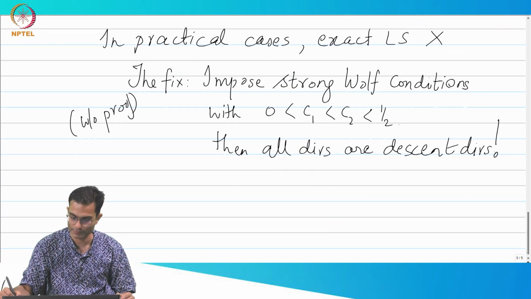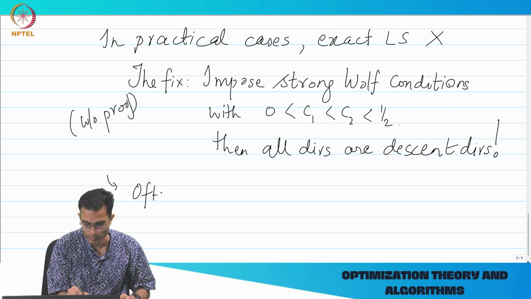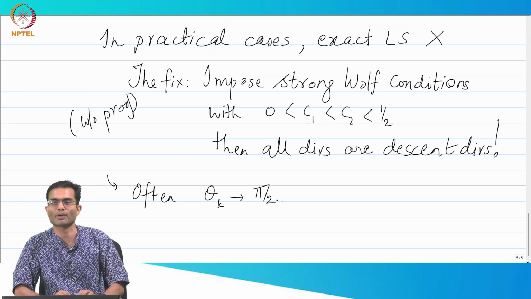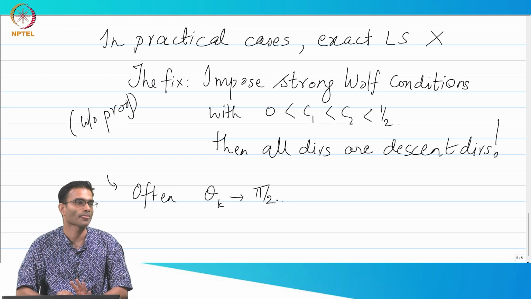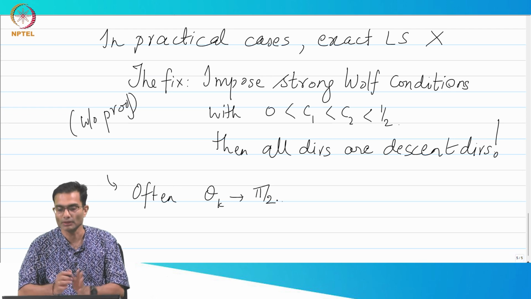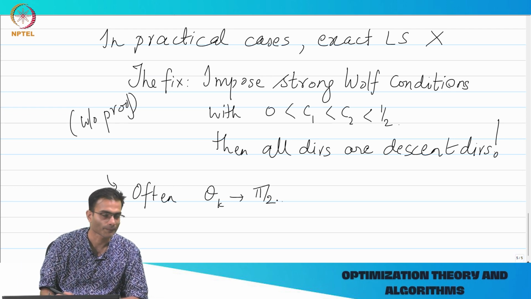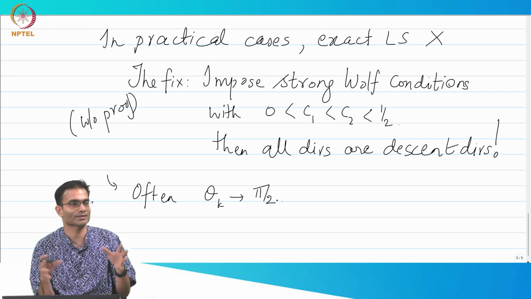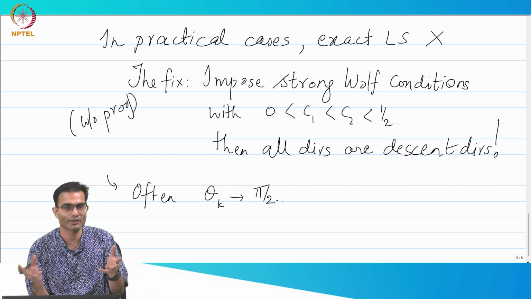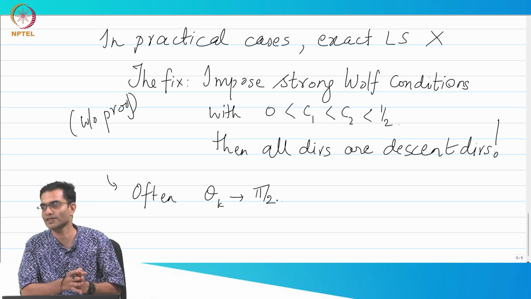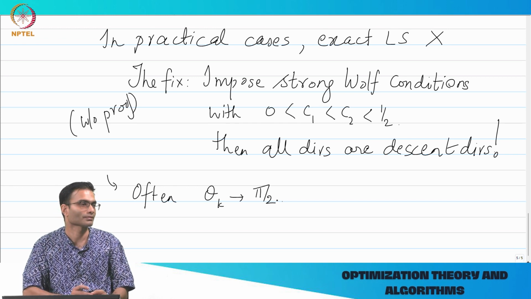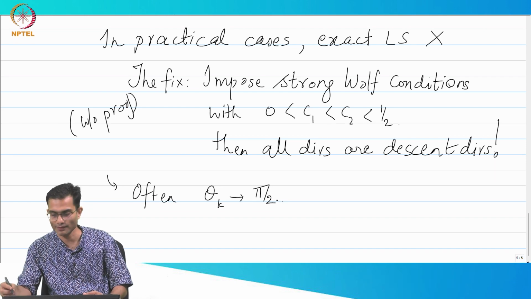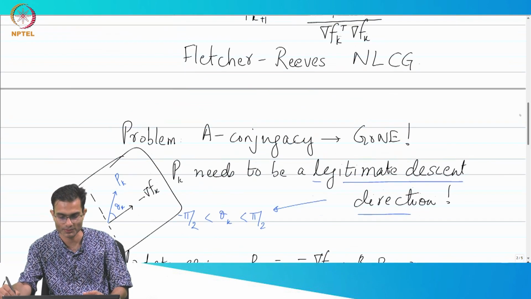So, let's just make a note of this. Often, theta k tends to pi by 2. It is still strictly less than pi by 2, so it is a legitimate descent direction. But if that angle becomes really, really small, then I cannot progress. Knowing that this nonlinear CG has been cobbled together almost like a cooking recipe, if you were in charge of fixing it, how would you fix it? It doesn't require any fancy math, so let me keep this over here.